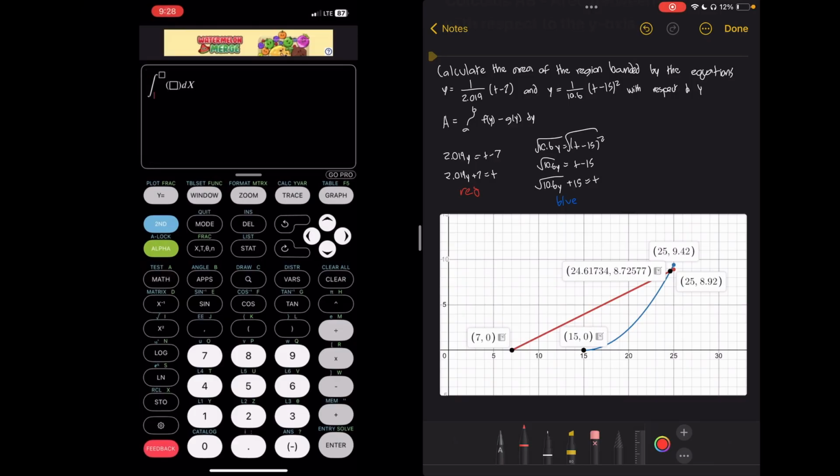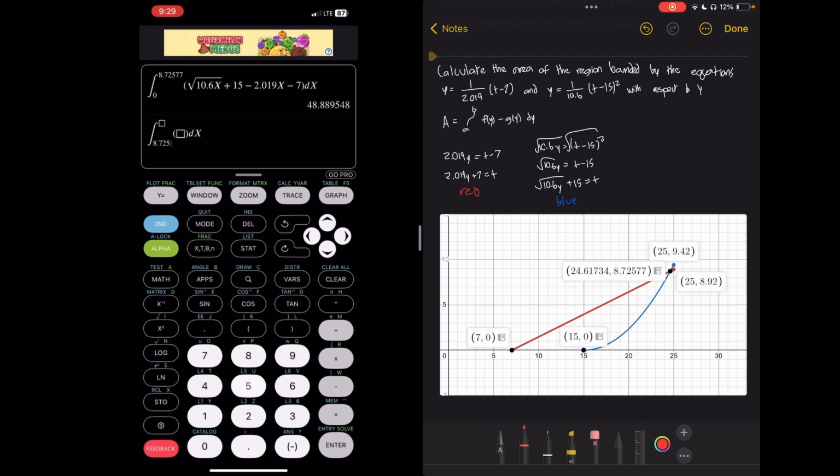Now to set up these integrals, we'll do math 9. The first one is from 0 to 8.72577. The rightmost function is our blue function and the leftmost is our red. So do red minus blue, as you can see me plugging in here. I'll be using x instead of y for ease of use in the calculator. And we will get 48.89.